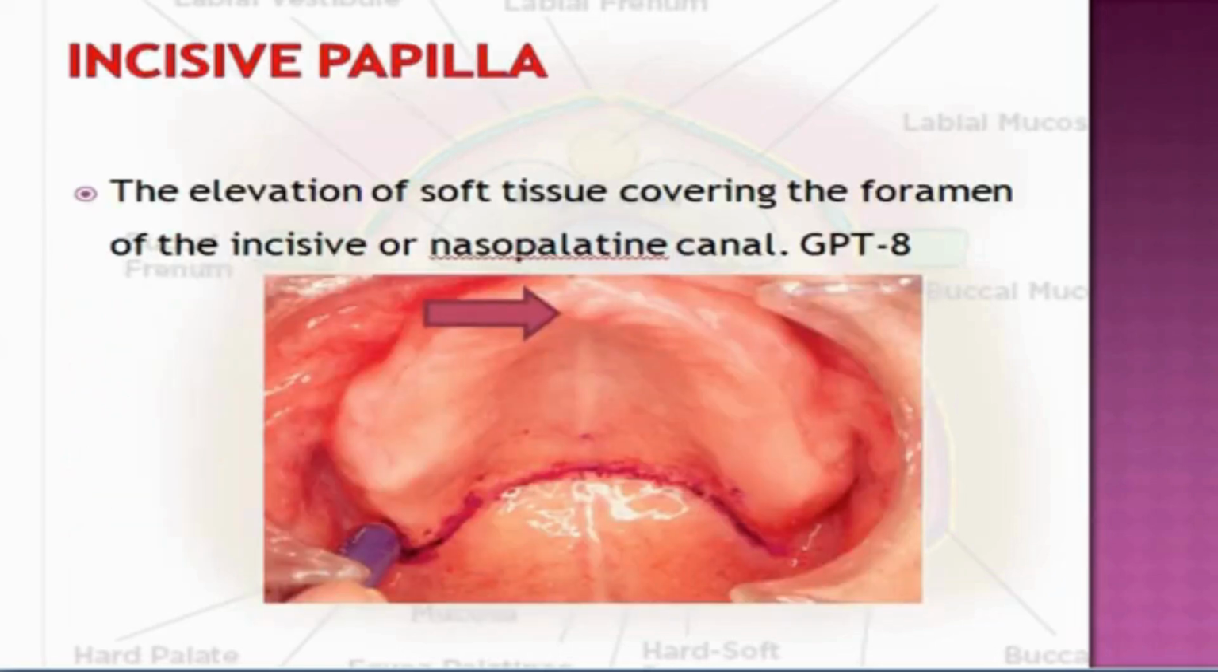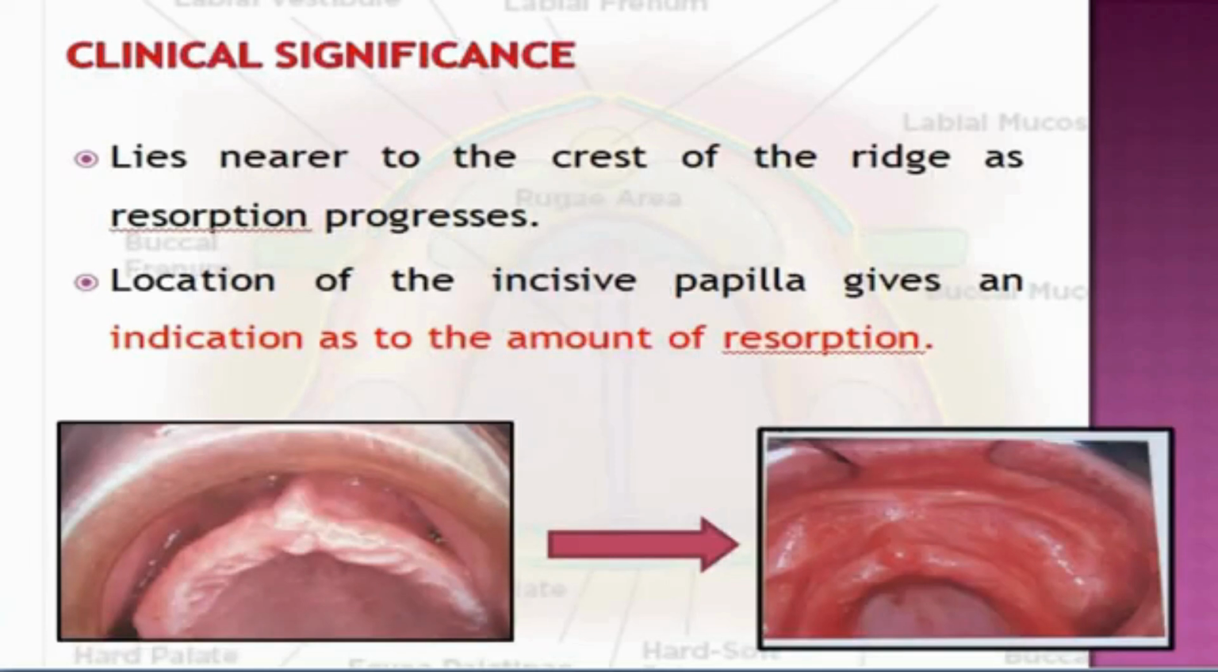Coming to the incisive papilla. It is the elevation of soft tissue covering the foramen of the incisive or nasopalatine canal. This area is very sensitive and it should be relieved while making the impression. It lies near the crest of the ridge as resorption progresses. Thus, the location of the incisive papilla gives us an indication of the amount of resorption that has taken place in that arch.